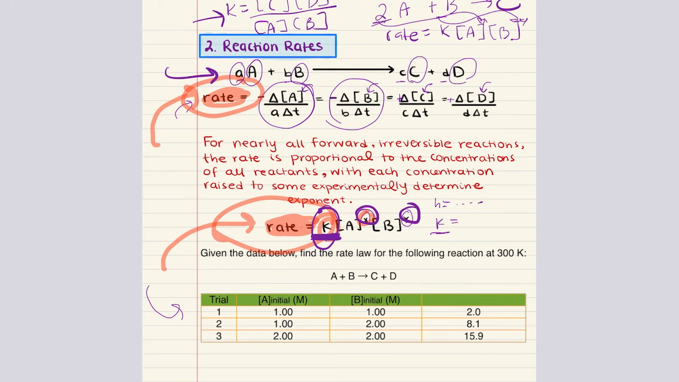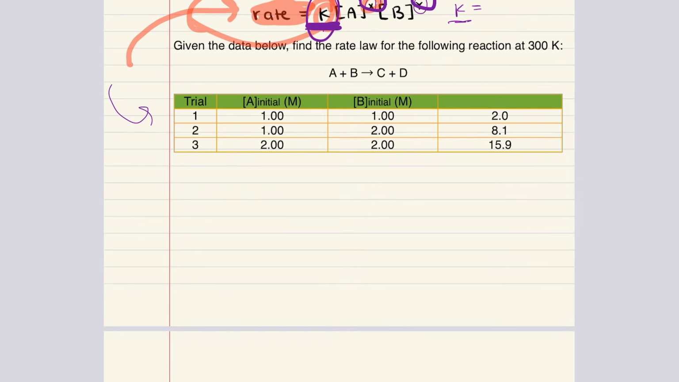All right, now that's a lot of information and that's a lot of steps to keep in mind. Let's put it into effect by tackling this practice problem together. For this example, we're told, given the data below, find the rate law for the following reaction at 300 Kelvin. We have A plus B gives us product C and D.